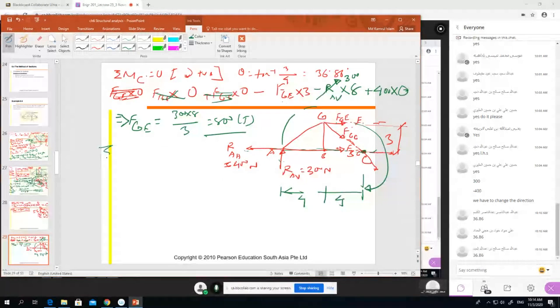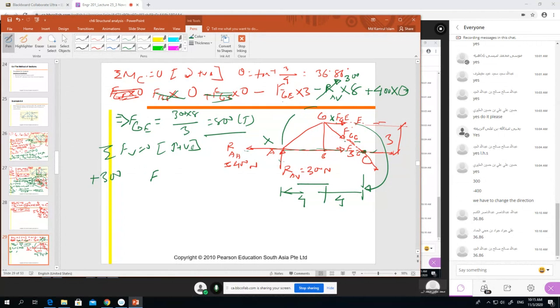Now we take the summation of vertical forces equal to 0. So what forces do we have? Horizontal forces will not come into our count. The vertical force is 300. This will not come into our calculation. Then we have FGC.